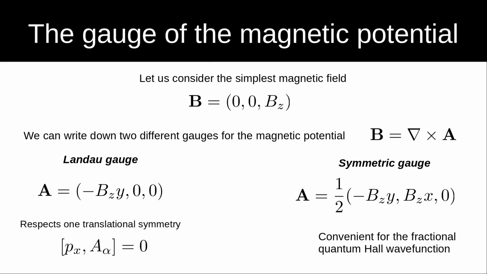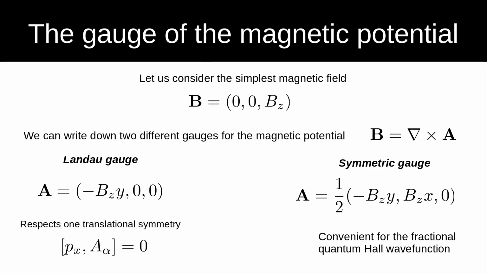There are several gauges that give rise to this magnetic field. In particular, there are several magnetic potentials whose curl is the magnetic field. There are two of them that will be very important for us. The first one is the Landau gauge, a gauge where you put all the spatial dependence on a single coordinate. So the one on the left, which is minus B y.